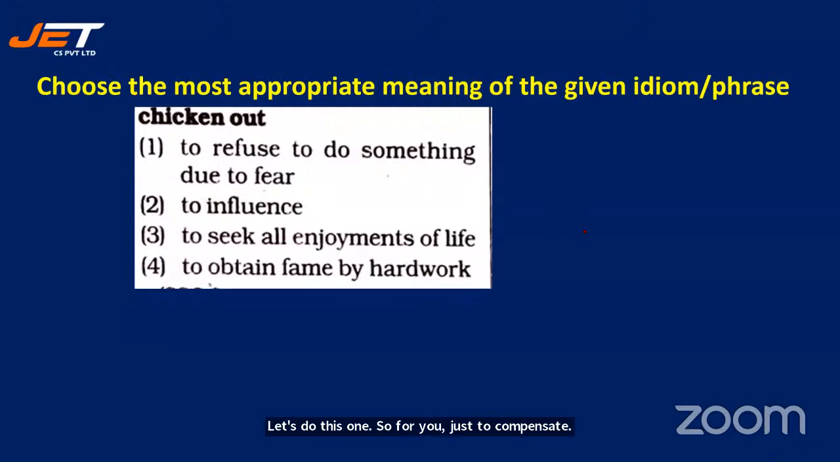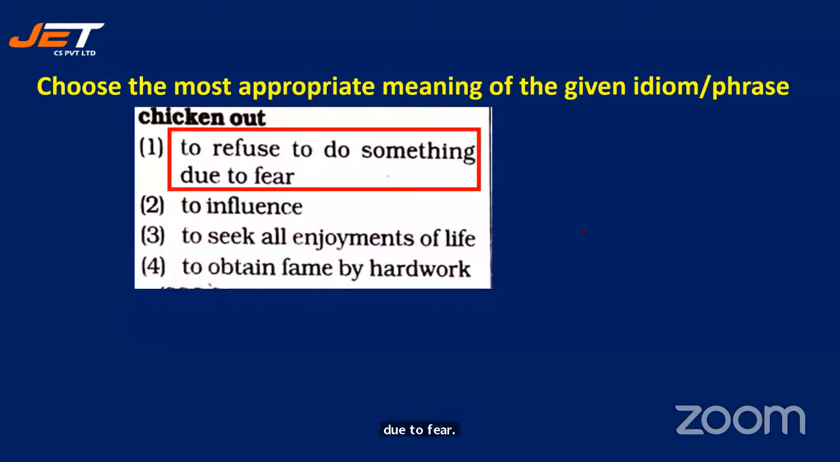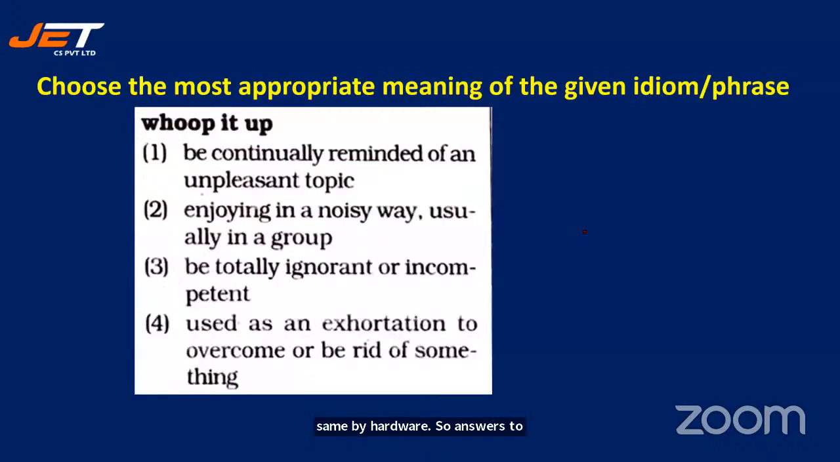You have 4 options. To refuse to do something due to fear, to influence, to seek all enjoyments of life, or to obtain fame by hard work. So the answer is to refuse to do something due to fear.